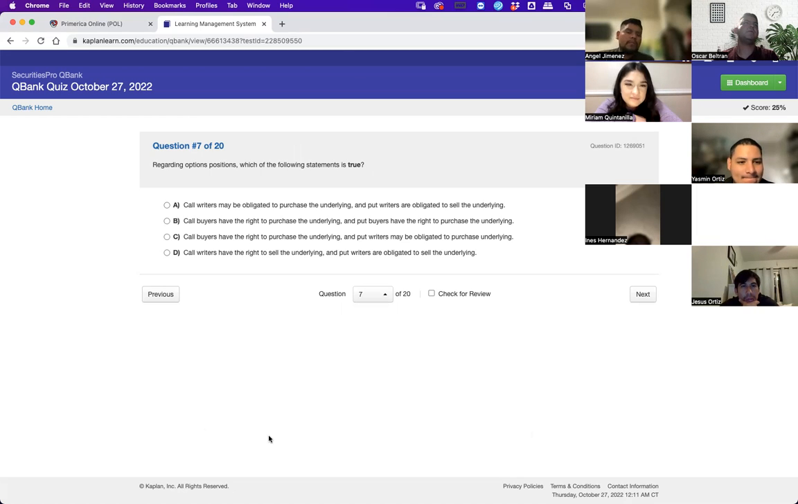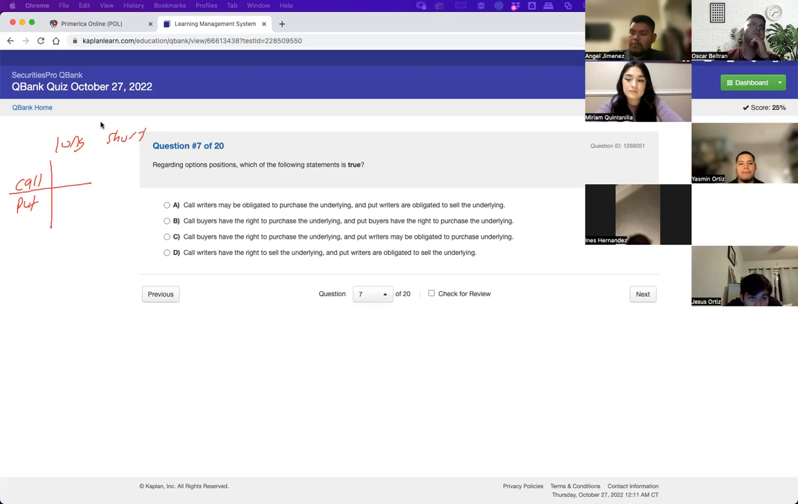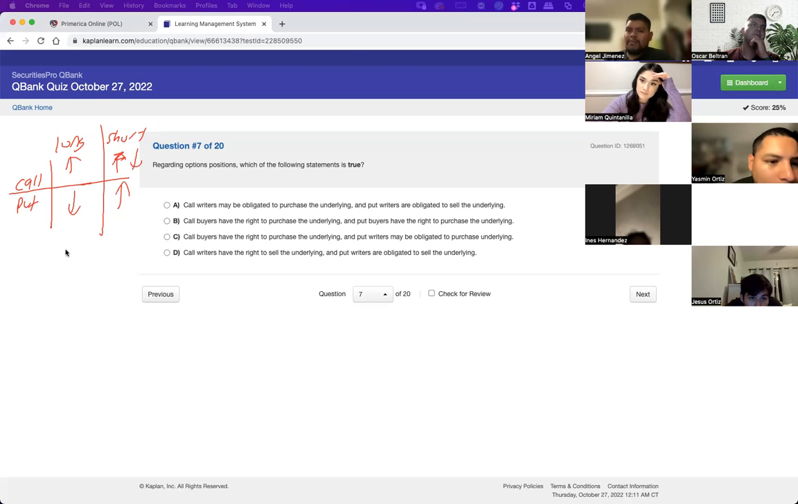All right, regarding option positions, which of the following statements is true? This one you're going to have to think a little more in depth. It might help if I draw out the chart here. So we have your call, put, long, short, and then buyer, writer. All right, cool.